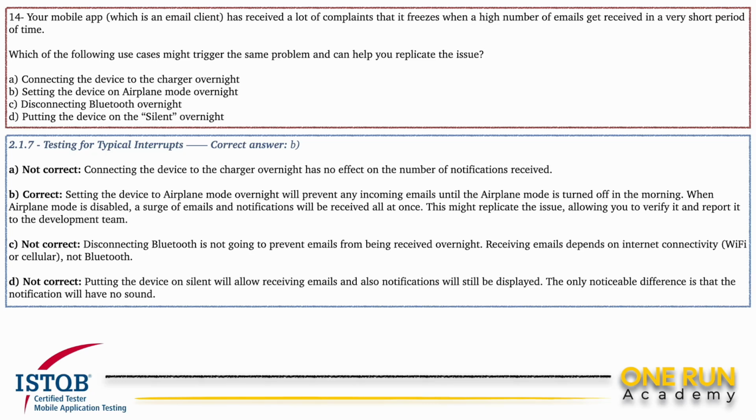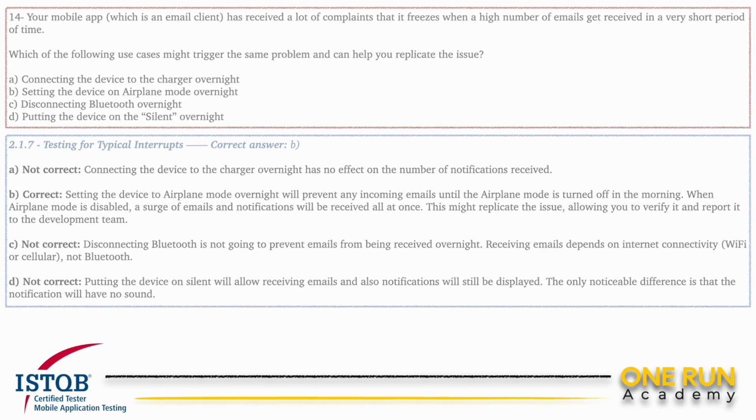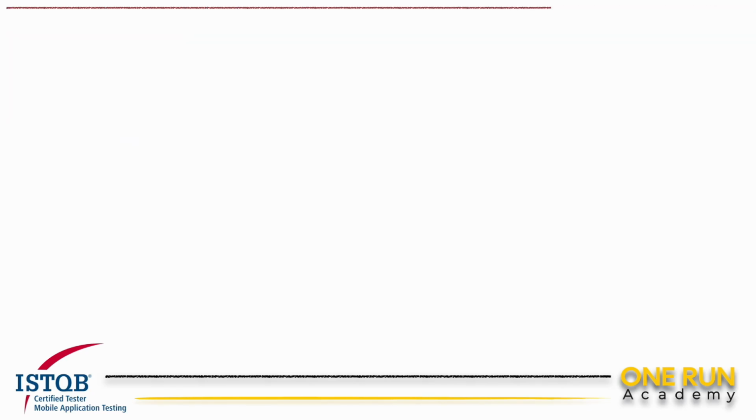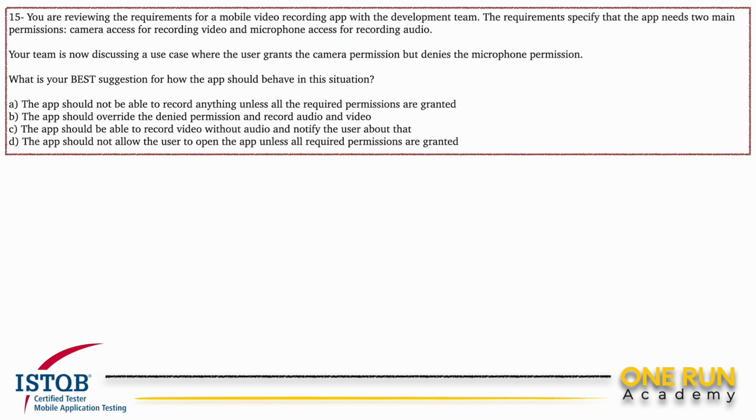All right, let's get back to business with question 15, which says, you are reviewing the requirements for a mobile video recording app with the development team. The requirements specify that the app needs two main permissions: camera access for recording video and microphone access for recording audio. Your team is now discussing a use case where the user grants the camera permission but denies the microphone permission. What is your best suggestion for how the app should behave in this situation?